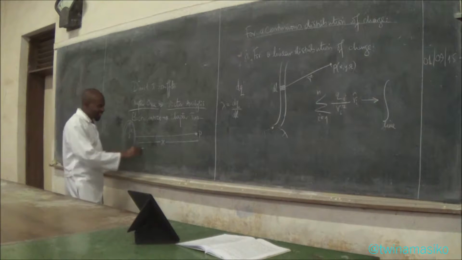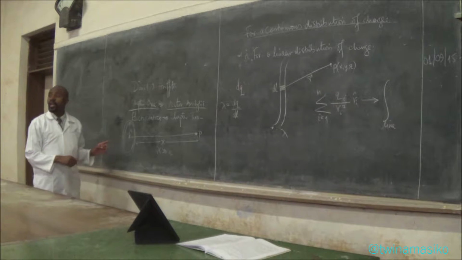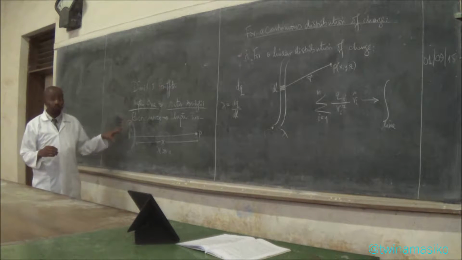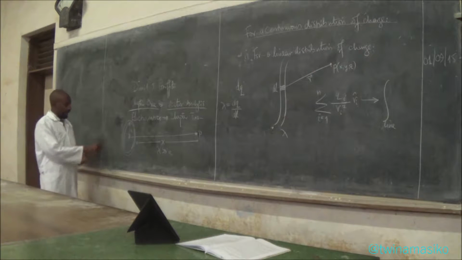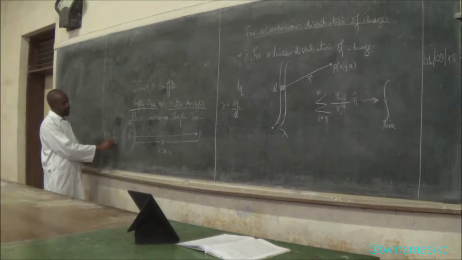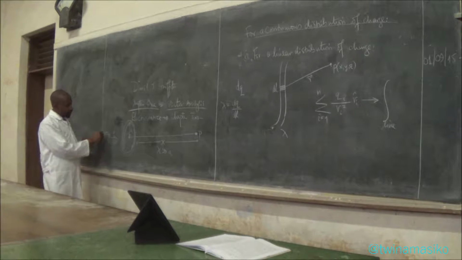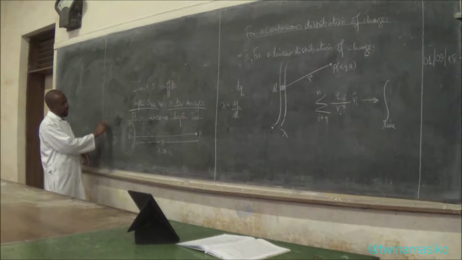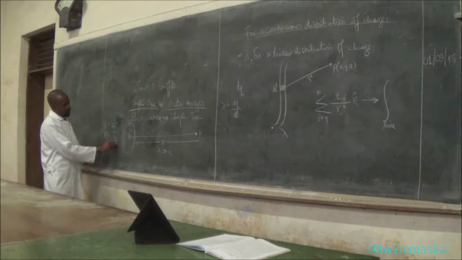So as X becomes larger and larger than A, then you remember the whole ring was being considered as a point charge, because of how it ended up giving E equal to Q over 4 pi epsilon naught X squared, and then V being Q over 4 pi epsilon naught X.